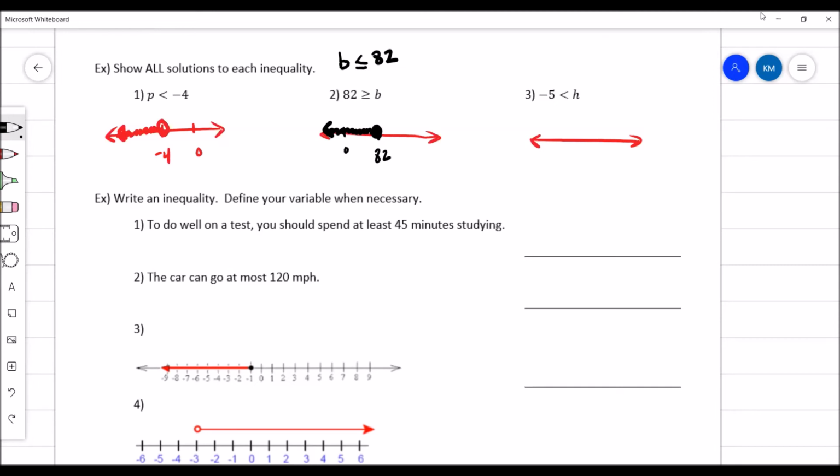Number 3, I want to rewrite it so that my variable is leading, so it opens at h. So I have h is greater than -5. So I have -5 here, and 0 would be over here. In this case, I have an open circle. And going to where it's greater than, so 0 is greater than -5, going in that direction. Here's my arrow.